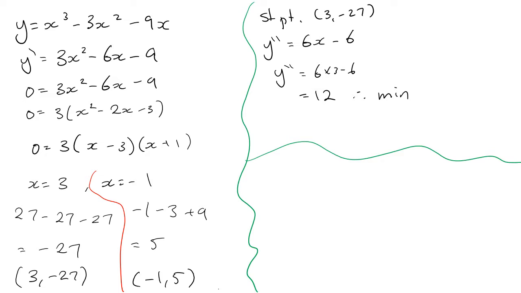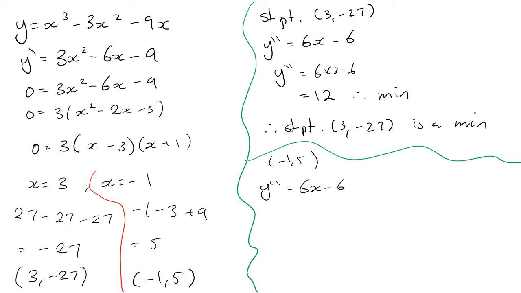So we do a therefore sign and say the stationary point 3, negative 27 is a minimum. Now we look at negative 1 and 5. So y double dash equals 6x minus 6. 6 times negative 1 minus 6 is negative 12. That's a negative number, and therefore that is a maximum. And hence, the stationary point negative 1 and 5 is a maximum.